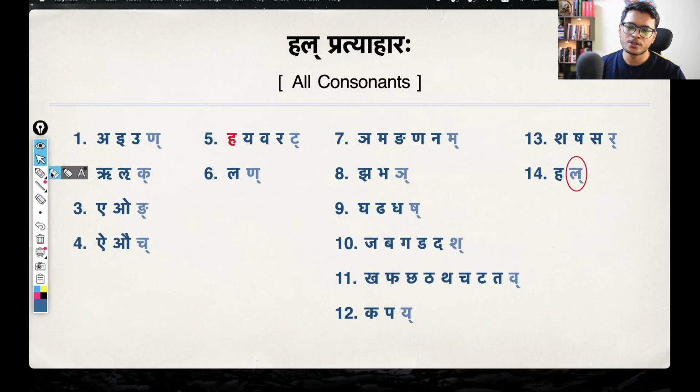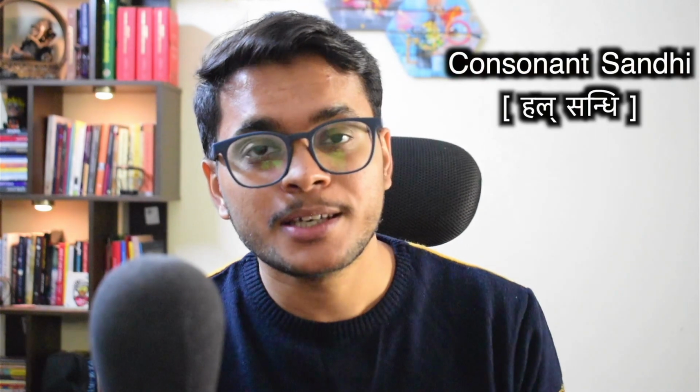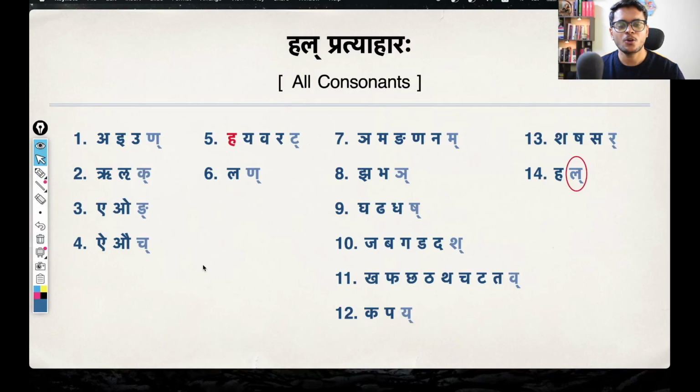Now if we move on, you have this hal pratyahara. And the hal pratyahara again starts from ha and ends at la. So you can clearly see hal pratyahara represents all the consonants of Sanskrit. And just as the technical name for a vowel sandhi is ach sandhi, because ach represents all the vowels, the technical name for consonant sandhi is hal sandhi, because now you know hal represents all the consonants.